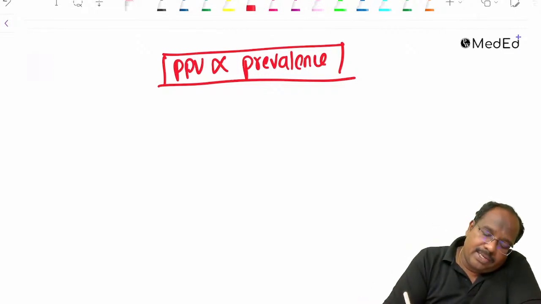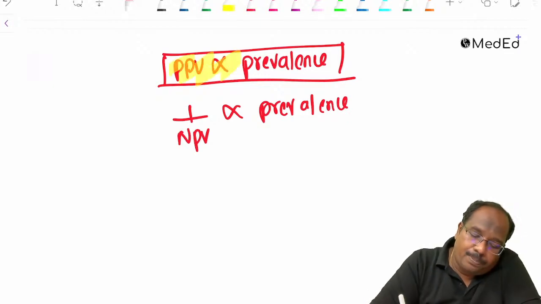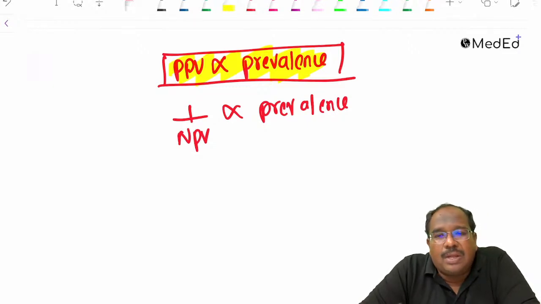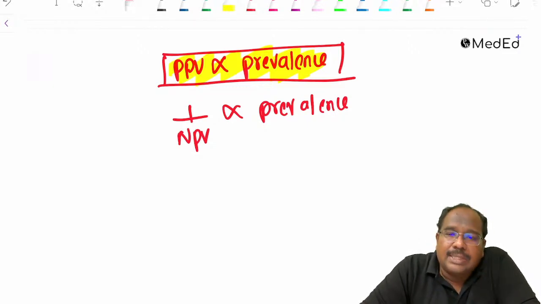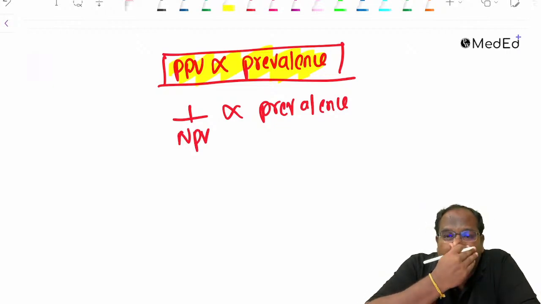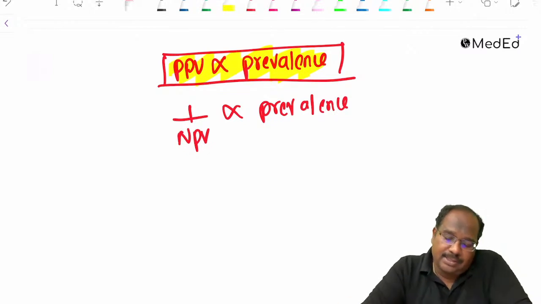Negative predictive value is inversely proportional to prevalence, but they won't ask that commonly. The relation is between positive predictive value and prevalence. As the prevalence increases, the chance of false positives will come down. So automatically the positive predictive value will increase.